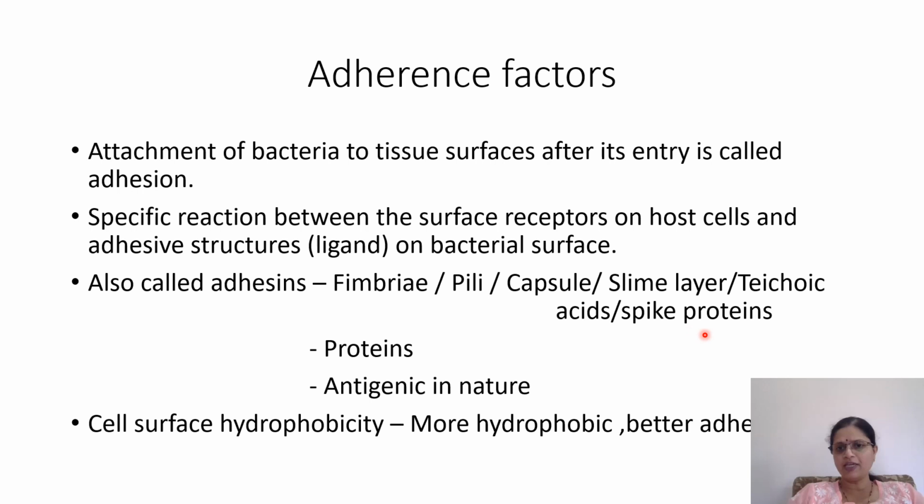And what is this? Spike proteins. These are usually present on the viral cell surface. Viral pathogens have these spike proteins. In coronavirus also you have heard about spike proteins. So go through that in detail. Fine. So these are some of the adhesins that you will find on the surface of the pathogens which help them to bind on the host cells.